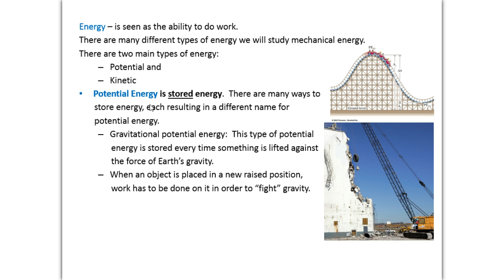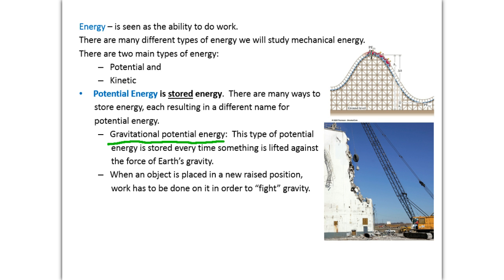Now, potential is stored energy. So it's the ability to do work, but you're not yet doing work. One type of potential energy is gravitational potential energy. And that's energy that you store when you lift an object against gravity. So if you lift a hammer above a nail, and before you drop it, it has the ability to do work, but it's not yet doing work. The moment you let a hammer fall, it's doing work when it hits the ground or a nail or whatever object.